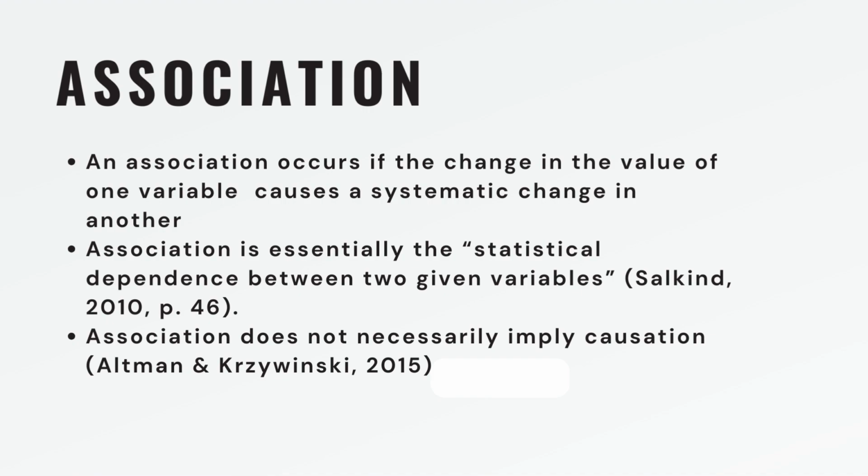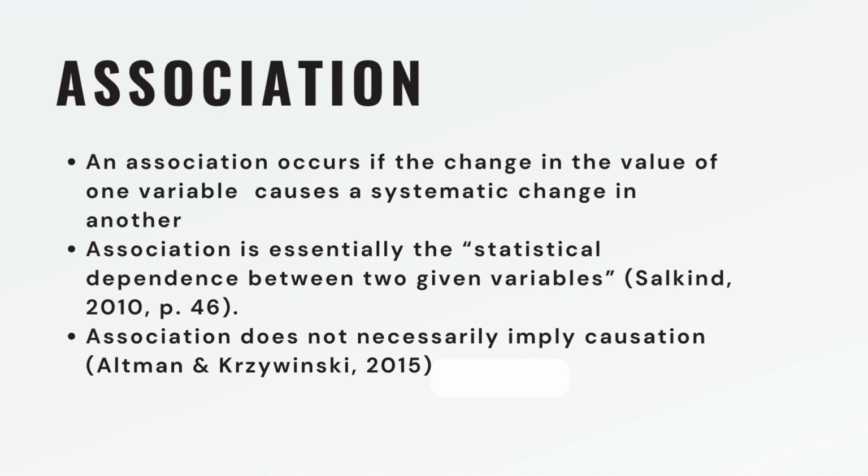Now we move on to another topic under survey design: association. An association occurs if the change in the value of one variable causes a systematic change in another. For example, if the value of variable x increases and the matched values of variable y also increase, we can say that there is an association. To give a more concrete example, take body temperature and metabolism. As environmental temperature increases, the metabolism rate of animals who do not regulate their temperature also increases.